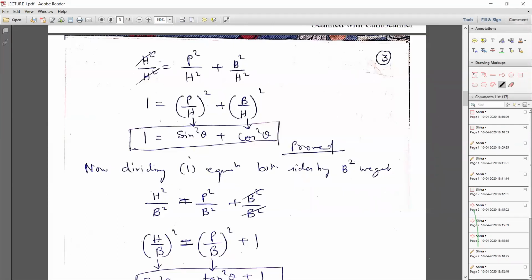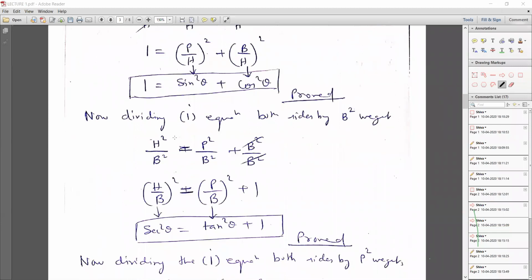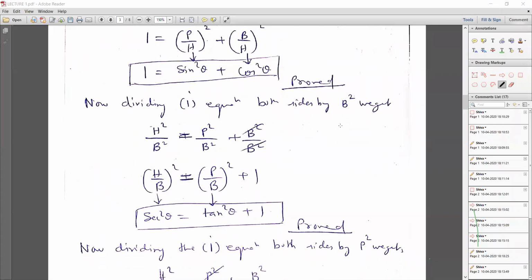Now, if I divide the first equation on both sides by B square, we will get H square upon B square is equal to P square upon B square plus B square upon B square. So H square upon B square is equal to (P upon B) whole square plus 1, because B square and B square will be cancelled.